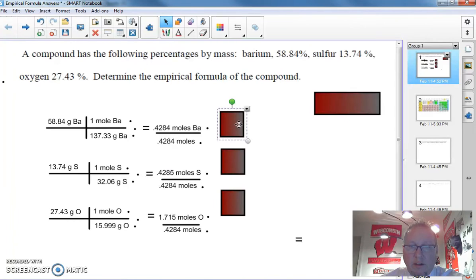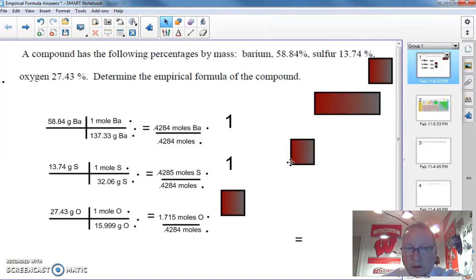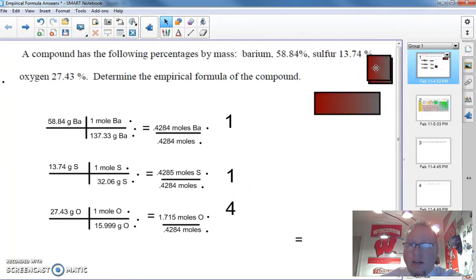This divided by this happens to work out to be 1. This number divided by this number is really close to 1. And the top number here divided by the bottom number actually works out to be pretty close to 4. Like I said, sometimes you can just look at that and see, oh, this number is 4 times bigger than that one.